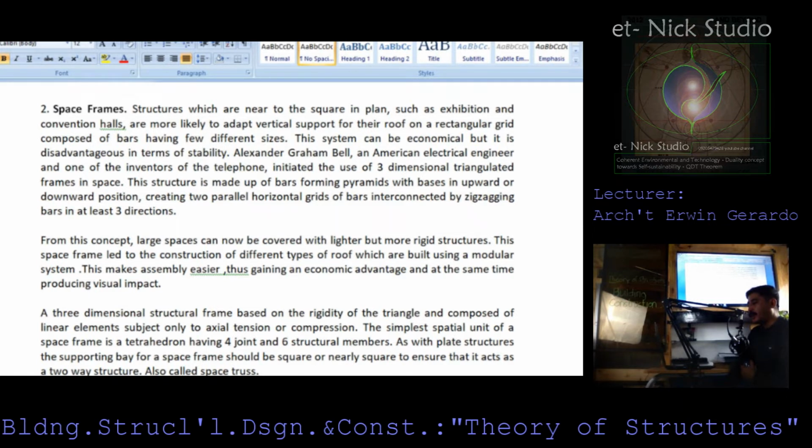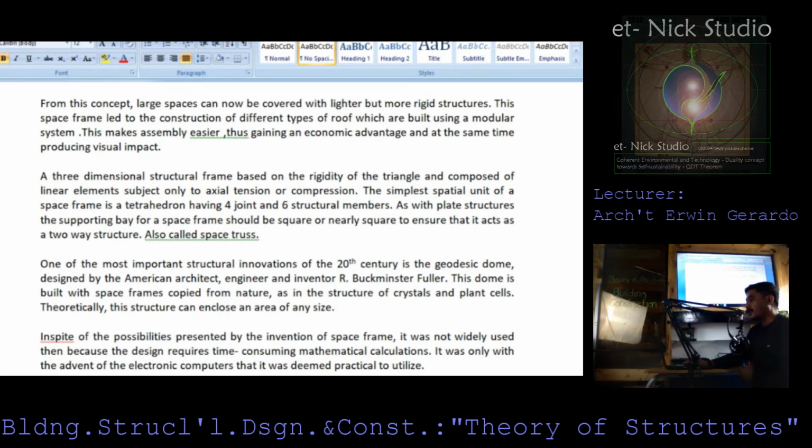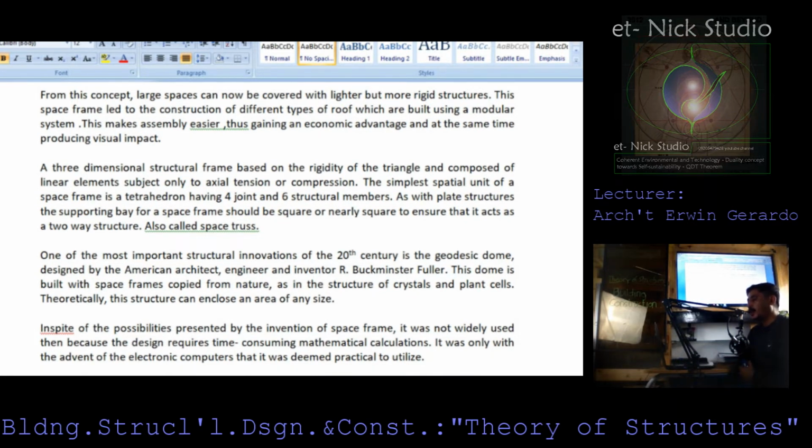From this concept, large spaces can be covered with lighter but more rigid structures. This space frame led to the construction of different types of roof, which are built using a modular system. This assembly is easier, thus gaining an economic advantage and at the same time producing visual impact.